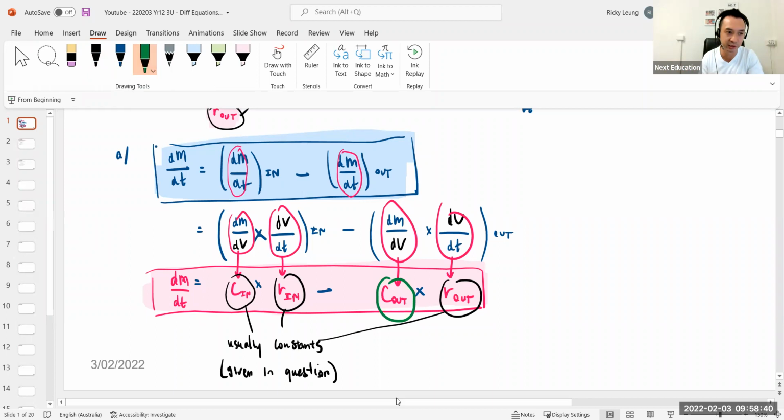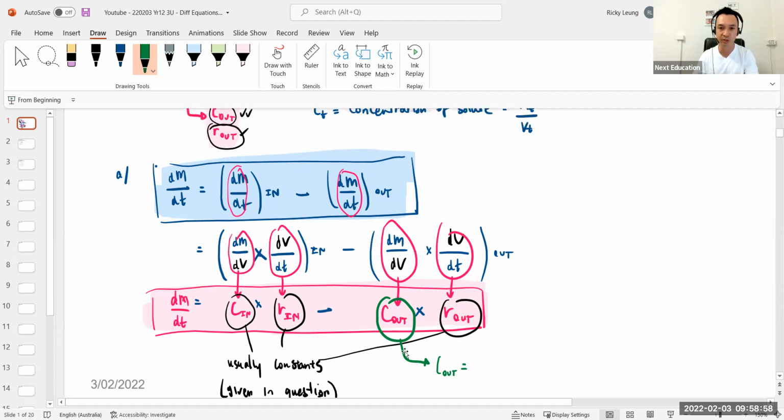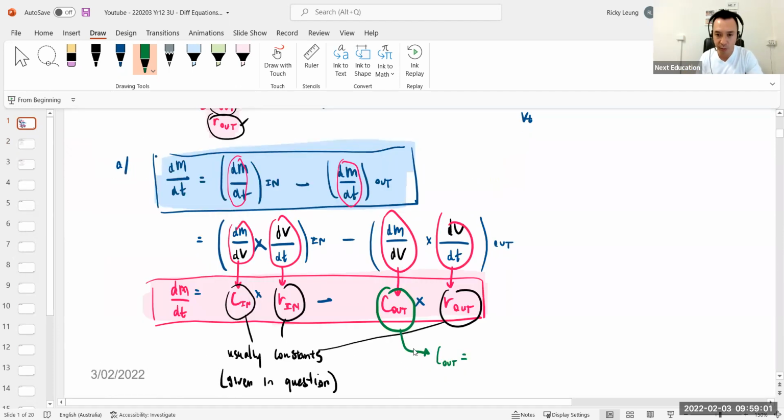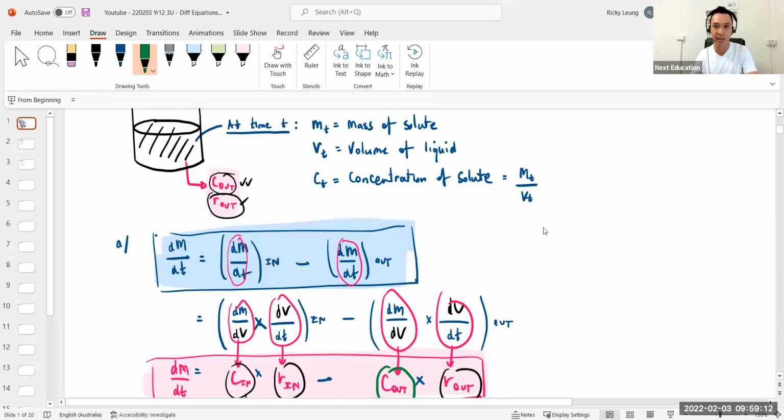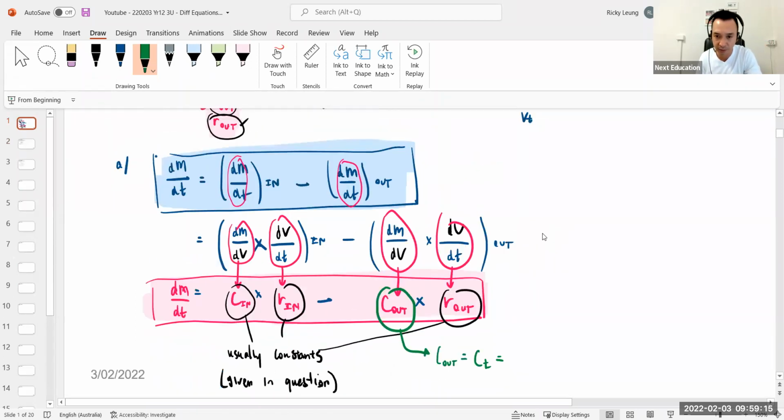What is the concentration out, at any point in time? Now, I know it's dm dv, but instantaneously, this is the concentration out. It sort of makes sense that the concentration out is equal to the concentration of the tank at any point in time, because you're basically releasing whatever's in the tank at that time. And we know that the concentration in the tank at that time is equal to Mt on Vt up there. Mt on Vt. This is the game.